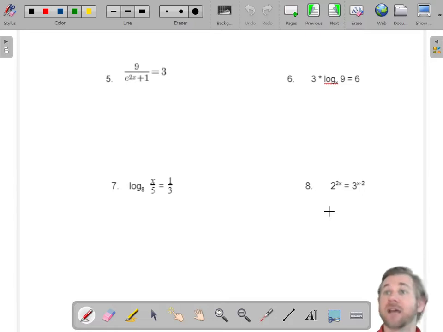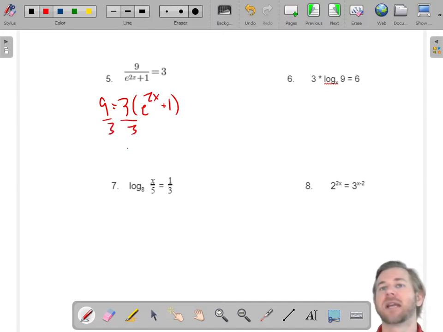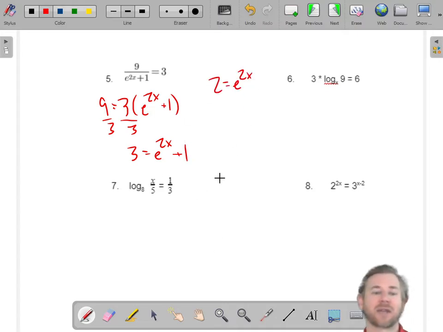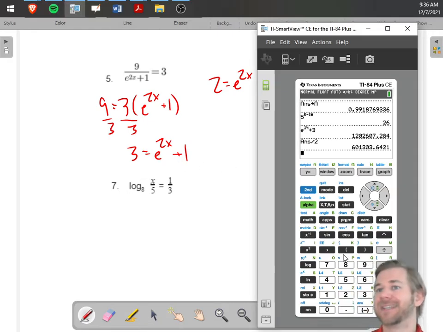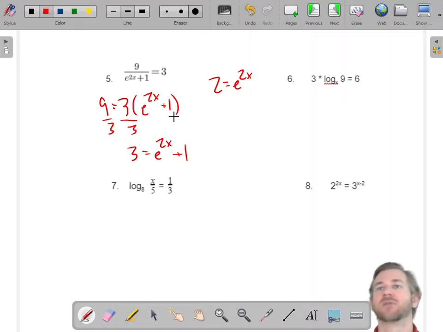What else you got? All right, so now we have an exponential. The first thing I would do is multiply both sides by the denominator. So 3 times e to the 2x plus 1. I'm going to go ahead and divide by 3. So if I divide both sides by 3, now I have 3 equals e to the 2x plus 1. Subtract 1, 2 equals e to the 2x. And now I got to go to calculator mode. So the first thing I would do is take the natural log of both sides. That'll get rid of the base e, and then I'll have to divide by 2. I get 0.3466. X equals 0.3466.